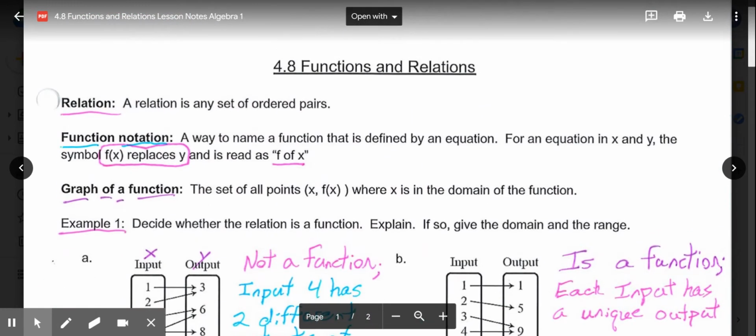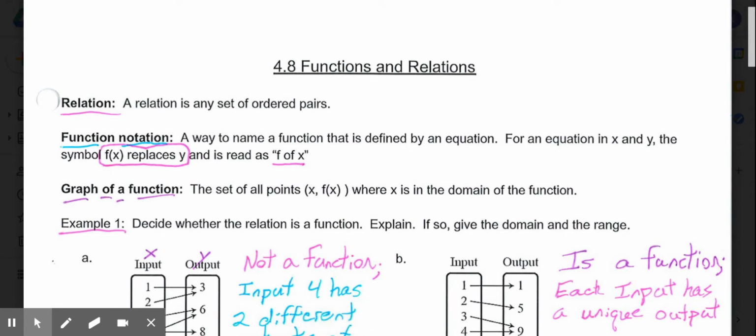So then let's look at our new definition for this lesson. In this lesson, we'll be looking at relations, and in math, a relation is any set of ordered pairs. So remember, an ordered pair is x comma y, what you graph. So a relation is any set of ordered pairs.